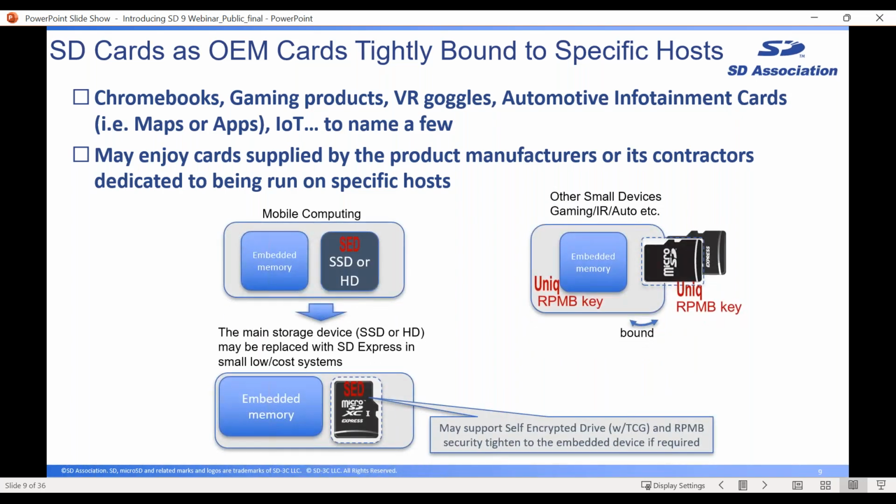For example, in the case of small, low-cost mobile computing, the secured encrypted drive, like an SSD, hard disk, or M.2, may be replaced with SD or microSD Express. On the right side is a case that requires secured removable devices for applications like gaming, VR, and automotive. Special cards operated only with specific hosts may be supplied. So on the right side, we see cases where the card is tightly bound to a specific host, using these security features.